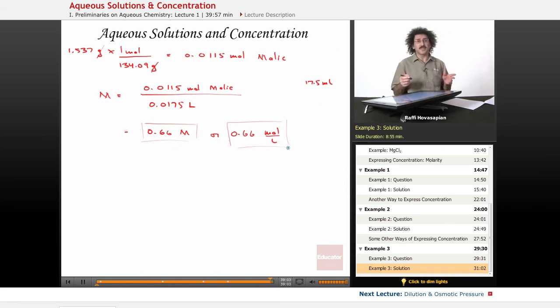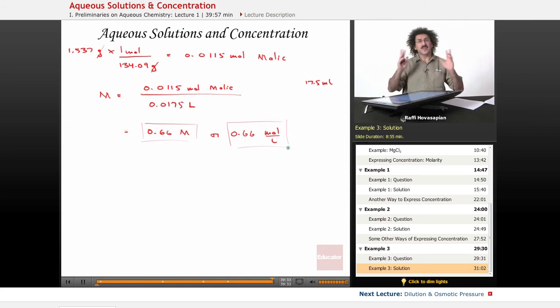So that's it. We were given a concentration in one expression, percent by mass. We wanted molarity. We wrote down the definition of molarity, and we just took a look to see what we needed. We needed moles of solute, we needed liters of solution. Well, the liters of solution is easy. You just measure the volume, so that gives you that. We use the information on percent by mass to recover the mass of the solute, the malic acid. And then from the mass, we use molar mass to get to moles.